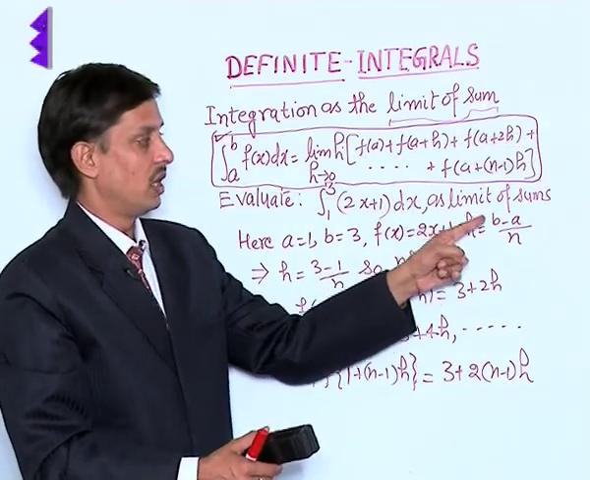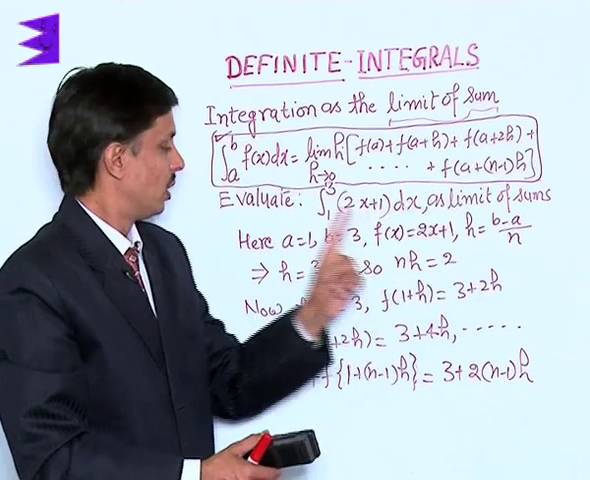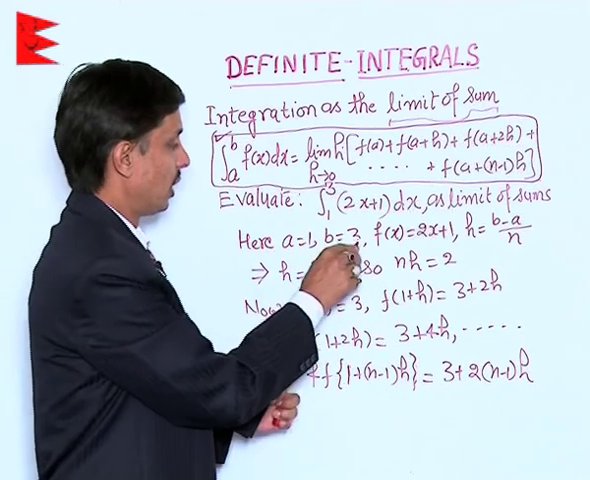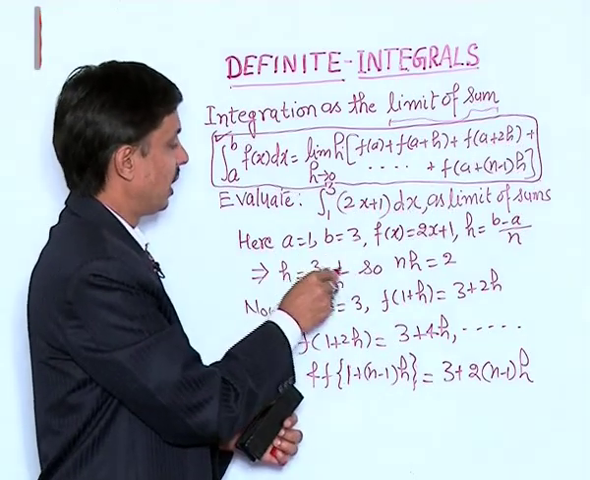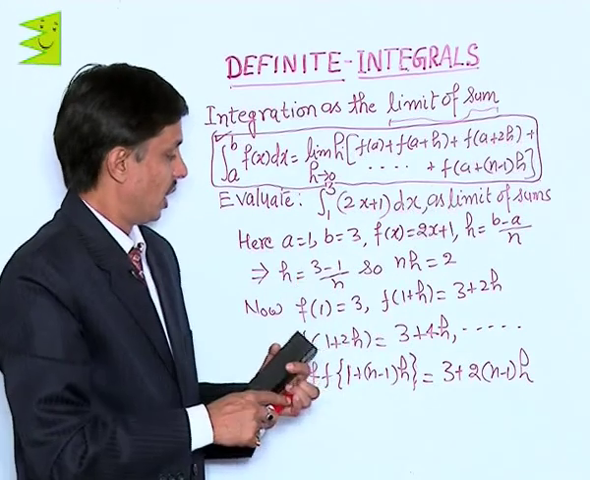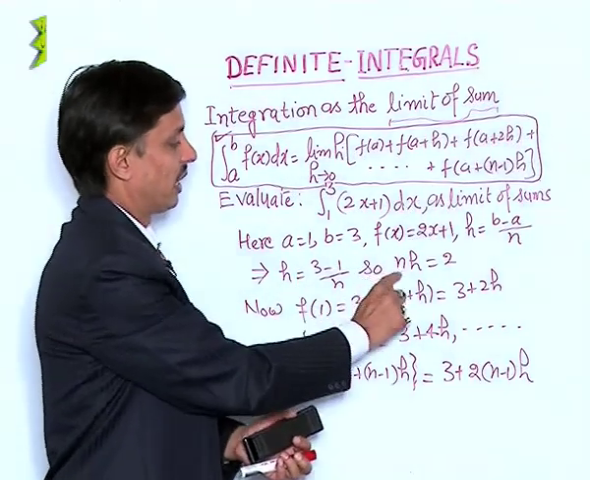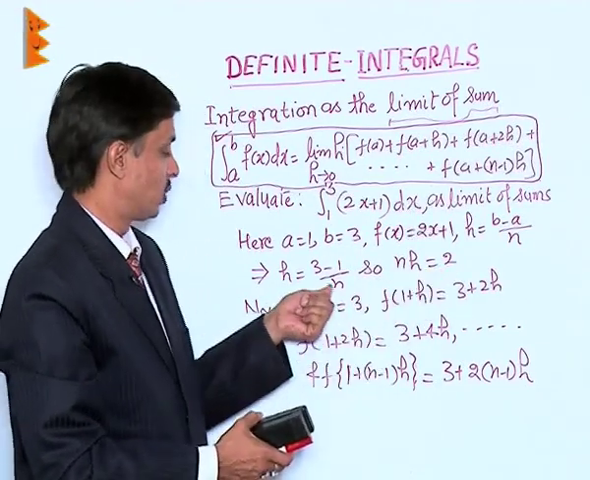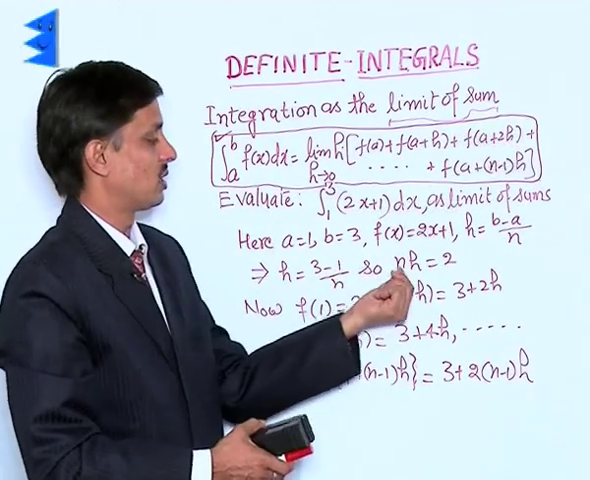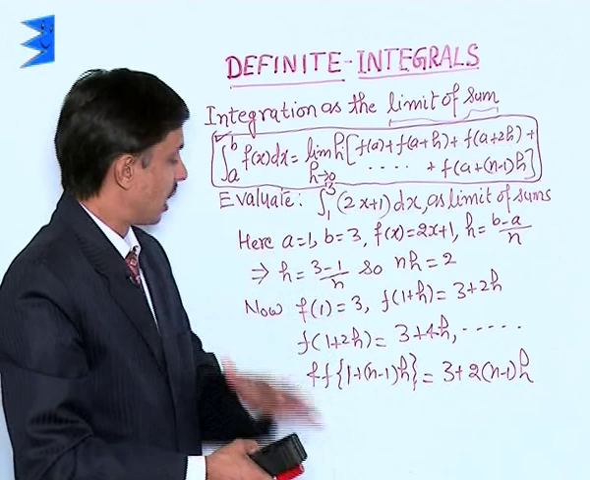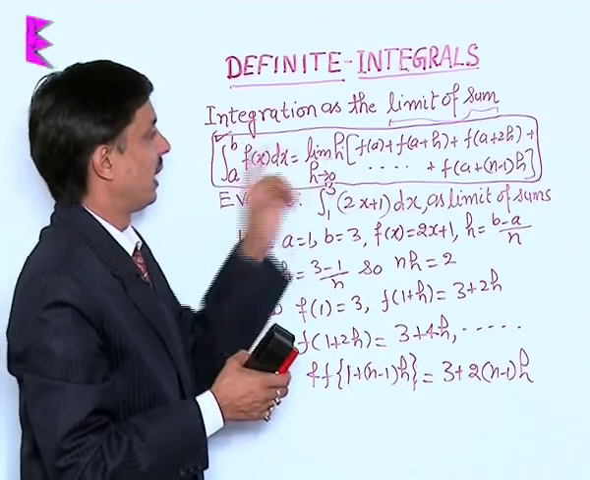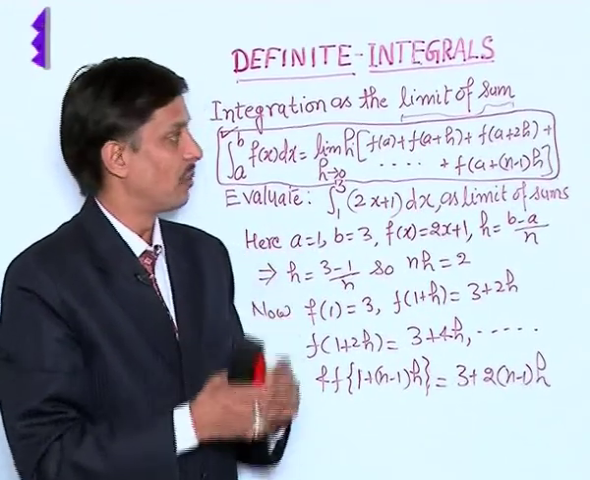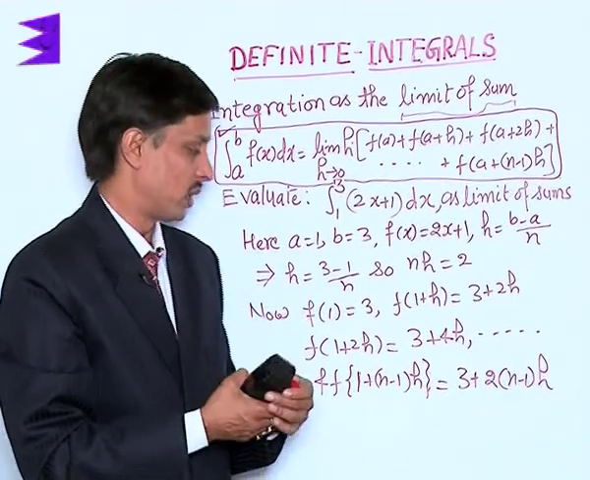I already told you what h is. The answer of h is (b minus a) upon n. So here h becomes, b means 3, b minus a means 2, upon n. If we multiply it, we will get nh is equal to 2, because when h is multiplied with n, it gives us nh equals 2. Now we have obtained nh. What is h? Limit h tending to 0. What is n? n is the number of parts into which the function is broken.